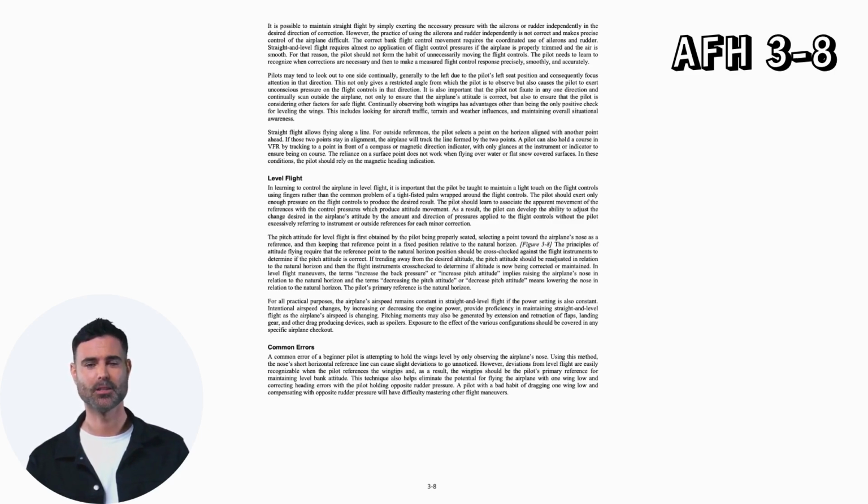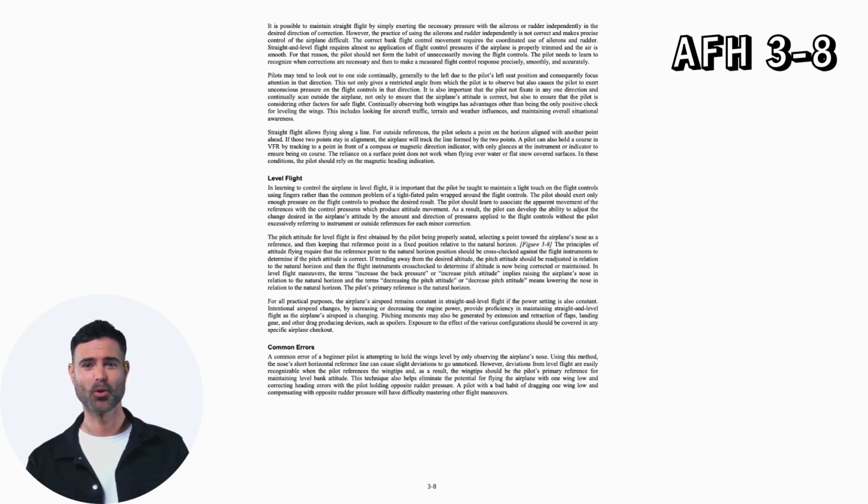The pilot needs to learn to recognize when corrections are necessary and then to make a measured flight control response precisely, smoothly, and accurately. Pilots may tend to look out to one side continually, generally to the left due to the pilot's left seat position, and consequently focus attention in that direction. This not only gives a restricted angle from which the pilot is to observe, but also causes the pilot to exert unconscious pressure on the flight controls in that direction.